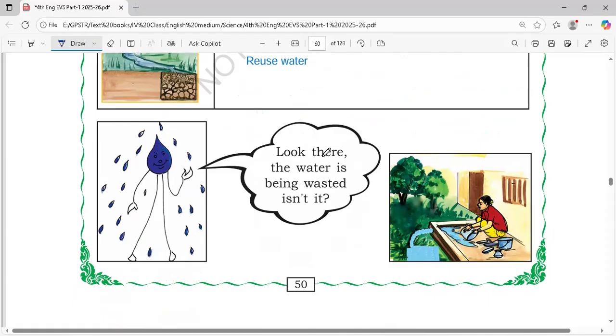Next, water droplet. Look there, the water is being wasted, isn't it? Here, washing cooking utensils. This water is being wasted here.